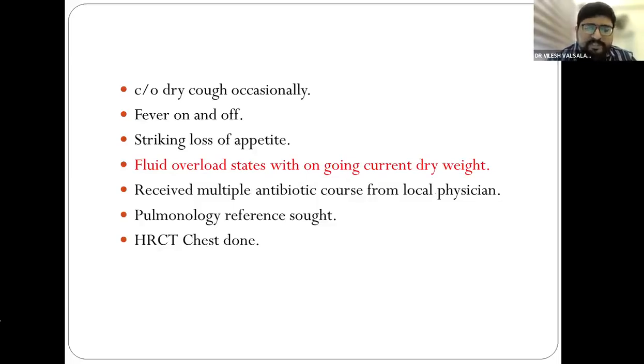One more striking feature, which I have put in red, is that a fluid overload state was going on with the current dry weight. Whenever the patient was dialyzed, the staff kept the dry weight which was set, and the patient again had edema in spite of reaching the dry weight set at that point of time. Please remember that the patient was not eating food for almost 2 to 3 weeks.